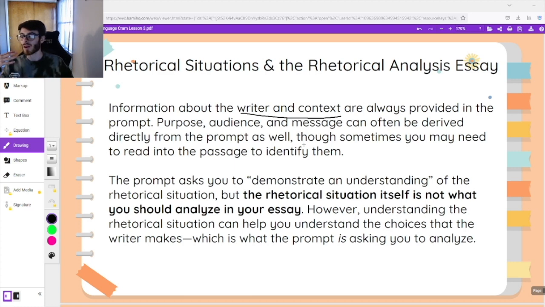However, understanding the rhetorical situation can help you understand the rhetorical choices, right? As we just mentioned, the rhetorical situation influences the choices that a writer makes. So if you understand the rhetorical situation, it'll be much easier to discuss why different rhetorical choices were made in the passage and what the effect of those rhetorical choices were. So understanding the rhetorical situation first can make it a lot easier for us to understand and to analyze the rhetorical choices.